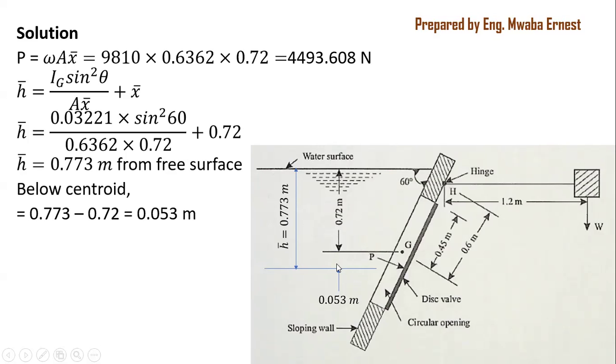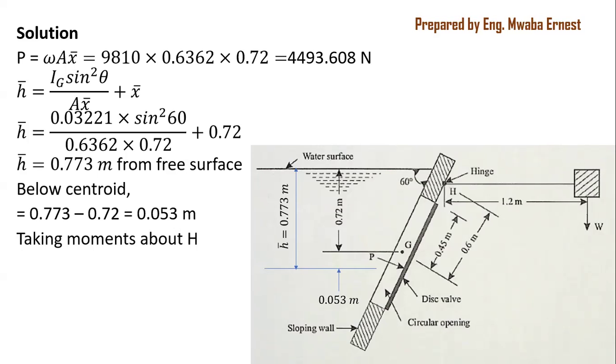So 0.773 minus 0.72. Our answer is 0.053 meters. We'll leave it there. We'll come back to it.